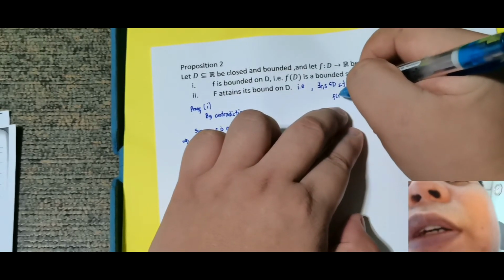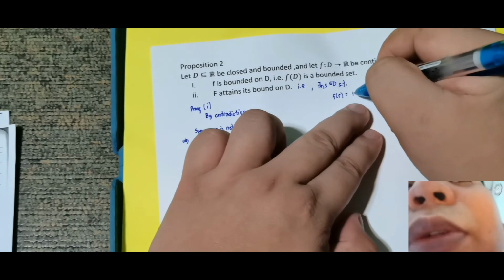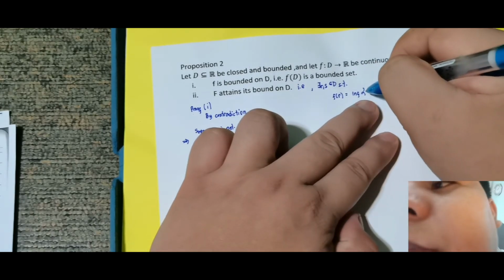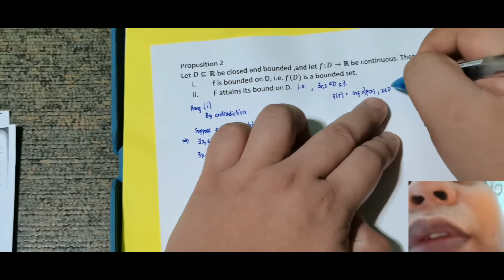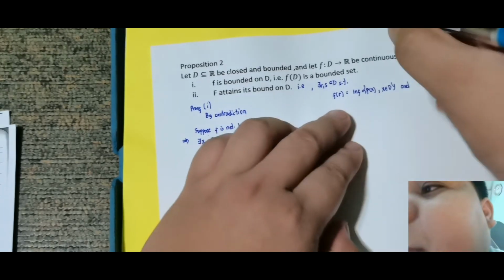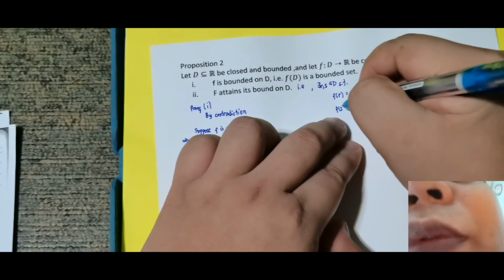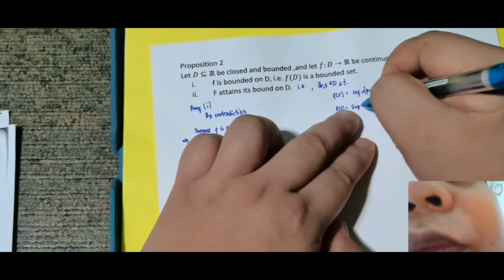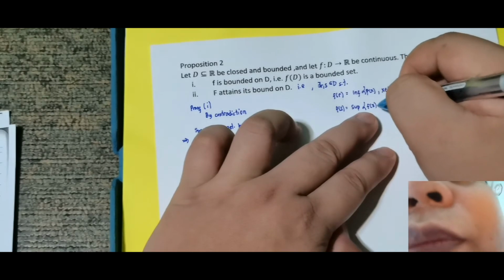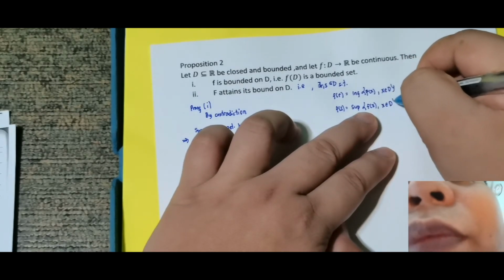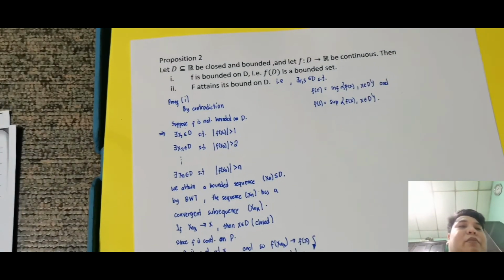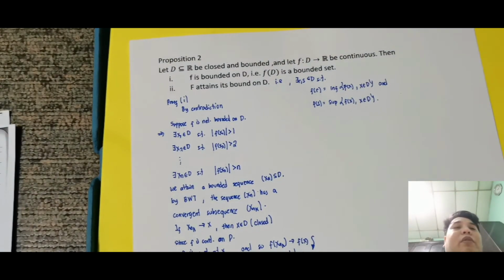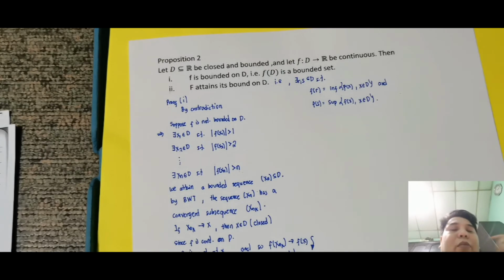Una, f of R is equal to infimum of f of x, okay, then x element of D, and f of s natin is equal to the supremum of f of x for x element of D. Okay, so ano naman ibig sabihin? F attains its bound. So meaning, nakukuha ko yung aking boundary dun sa may supremum ako dun sa aking boundary. Okay, so paano naman ipoprove to?